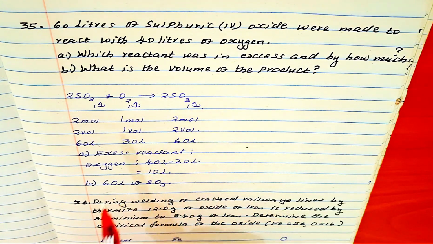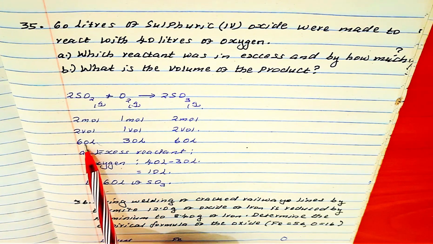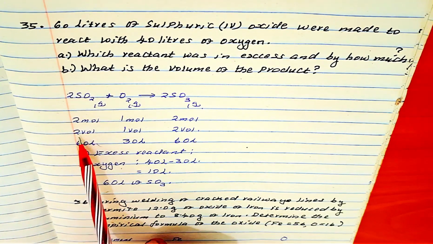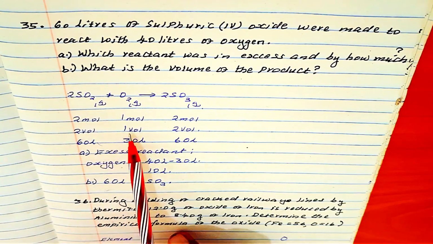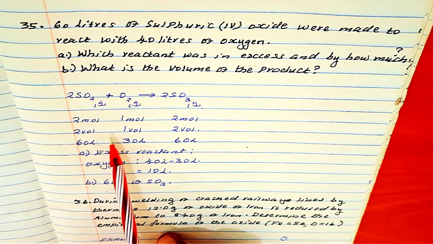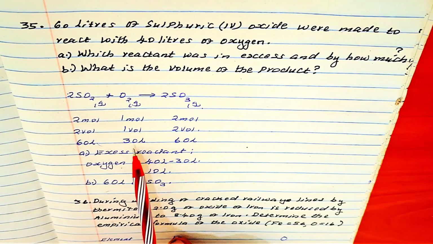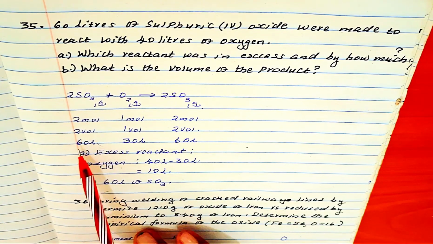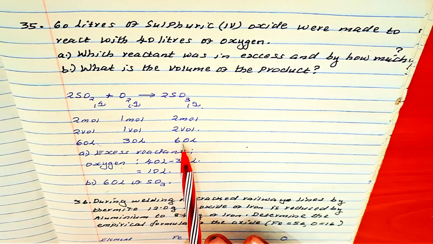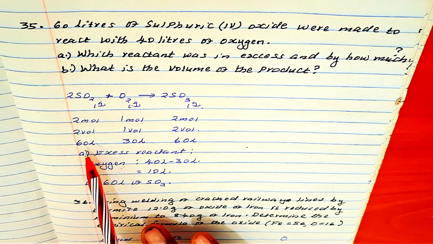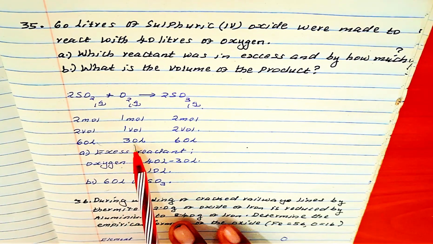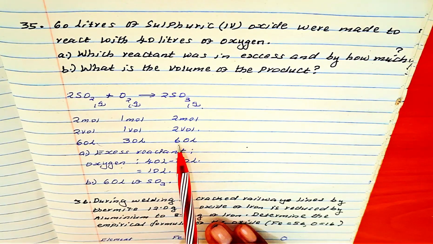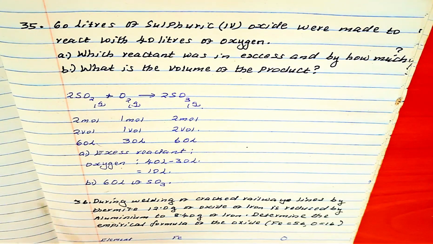Right? Okay. Now, we come and say we had 60 liters of sulfur 4 oxide. So if 2 is 60 liters, what about 1? You'll say 1 times 60 divided by 2, we get 30 liters. What about this one? If 2 is equal to 60, what about 2? So 2 is automatically 60 again. So 60 liters of sulfur 4 oxide reacted with 30 liters of oxygen to give us 60 liters of sulfur 6 oxide. So what is in excess?